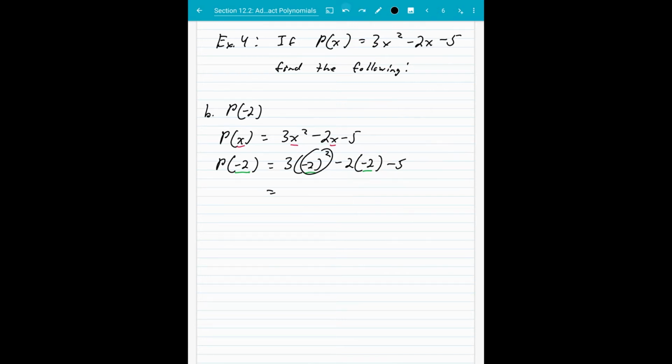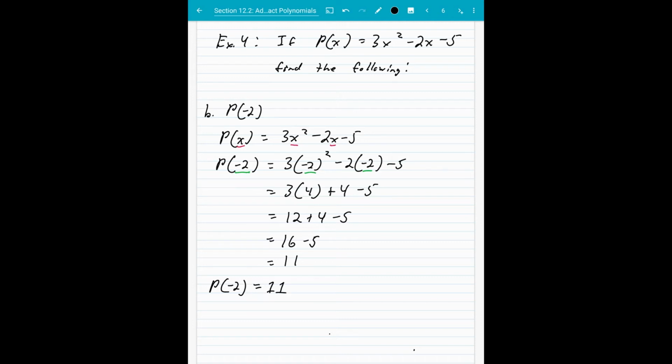-2 squared makes 4. 3 times 4. -2 times -2 makes +4. Minus 5. 3 times 4 is 12 plus 4 minus 5. 12 plus 4 is 16 minus 5. 16 minus 5 is 11. So when I plug in -2, I get 11.